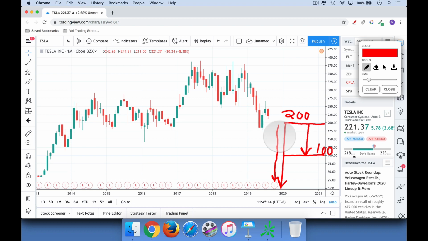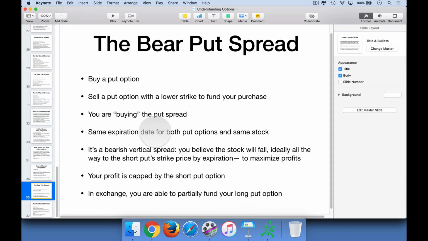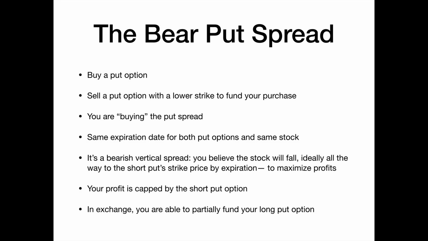You want to buy a put spread, or be long a bear put spread, if you think a stock is going down, but maybe not going down a large amount. So let's turn to our slides to talk a little more about bear put spreads and how they're constructed. Basically, you buy a put option that's normally a strike below where the stock's trading. You can really put these on anywhere, but this is the typical way of doing it. So if Tesla's at 220, maybe you buy the 200 put option. And then you sell a put option that has an even lower strike in order to fund your purchase.